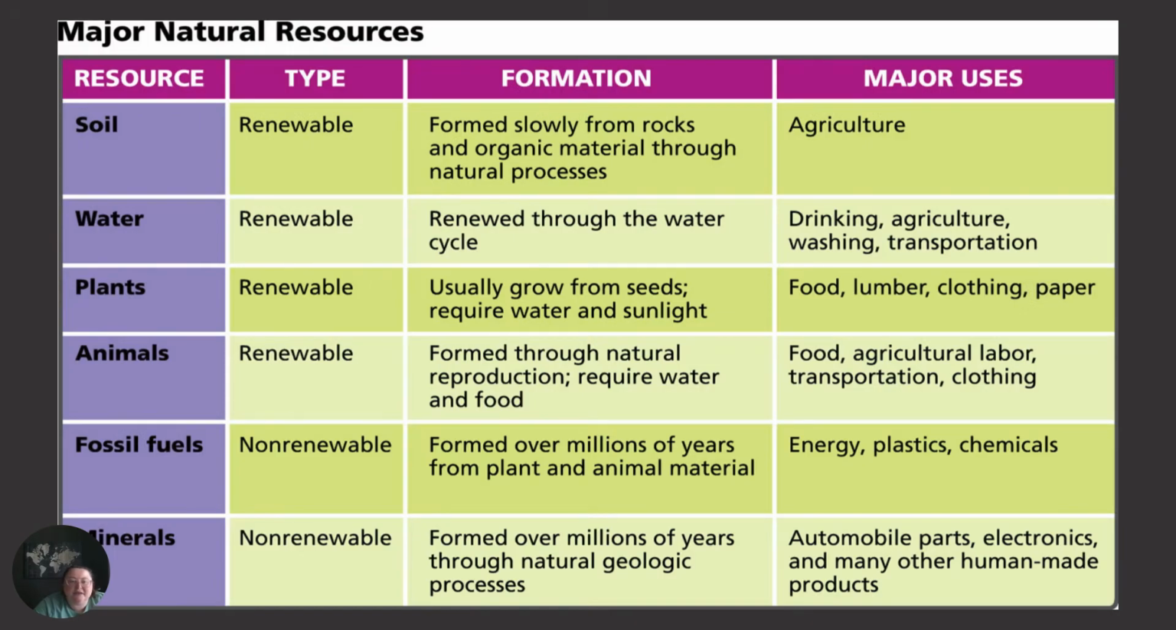Let's look at some major natural resources. We have the resource, the type, so renewable or non-renewable, how it's formed, and the major uses. Here we can take a look at soil, which is a renewable resource. It is formed slowly from rocks and organic materials through natural processes, and its major use is agriculture. A different example would be fossil fuels, which is non-renewable. Those are formed over millions of years from plant and animal material. So unlike soil, which is formed slowly, fossil fuels are formed so slowly that we can't renew them. And fossil fuels' major uses are energy, plastics, and chemicals.